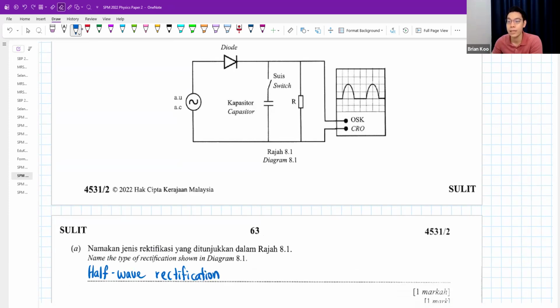Originally, the wave looked like this. Up and down, up and down. Now, you only have half of the wave rectified. The other half went missing already.